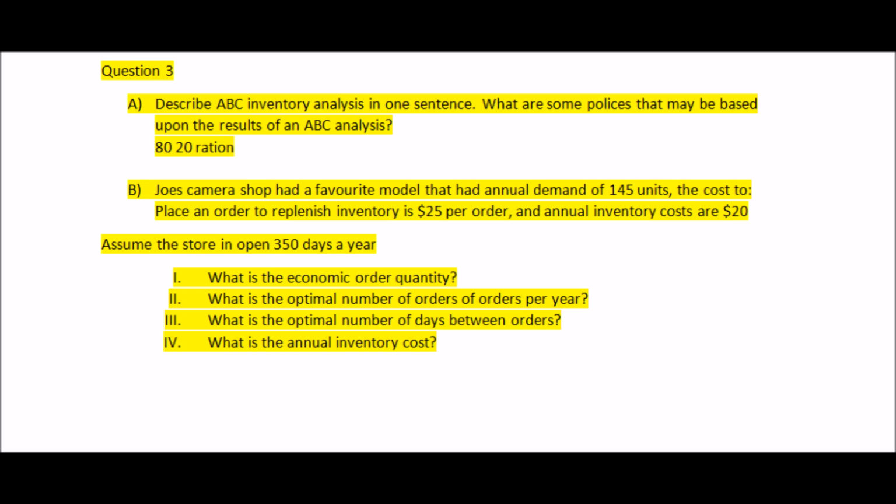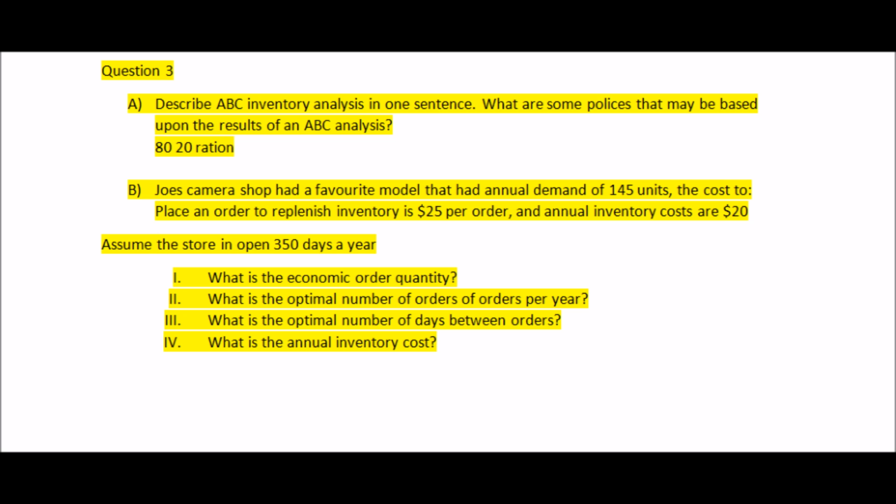So question 3. Describe ABC inventory analysis in one sentence, and what are some policies that may be based on the results of an ABC analysis? So, how would you describe ABC analysis? What do you think, Aidan? What's a couple of numbers which might describe it? The ratio. Ratio. Can it be 20, 30, 50?